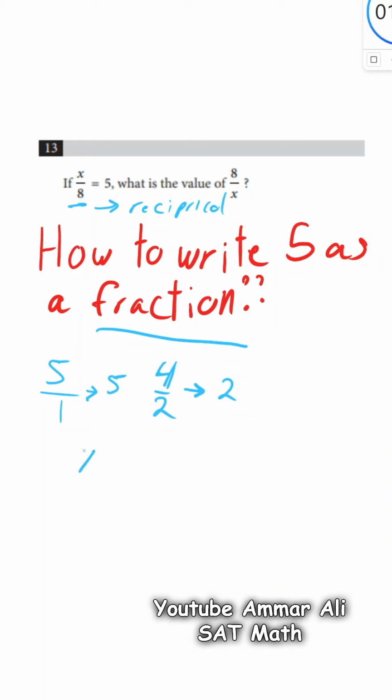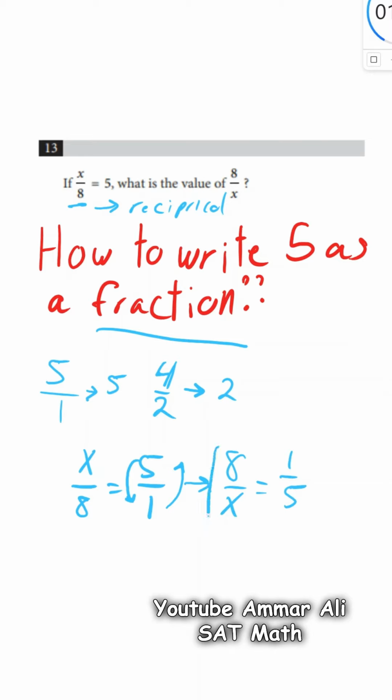So if I write this as x over 8 is equal to not 5, but 5 over 1, which still is 5, right? A little confusing, but hopefully that makes sense by now. All we got to do is, if we want to know what 8 over x is going to be, we just have to flip this guy. We got to make this guy go on top and the other one go on the bottom. The numerator goes on the bottom and the denominator goes on top, and then we get the reciprocal of 5, which is 1 over 5, and that is literally all you gotta do.